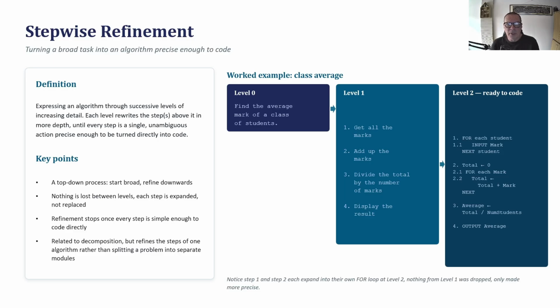So in our worked example there, we start with a broad statement, find the average mark of a class of students, and then we're going to refine that a little bit further. And we might say it requires these 4 steps: get all the marks, add up the marks, divide the total by the number of marks, and then display the result. And then we might need to go further, so get all the marks needs a little bit more refinement, so we break that down and show that that'll be done in a for loop, and so on. So we just break it down, more detail each stage until it's trivial to turn into code.